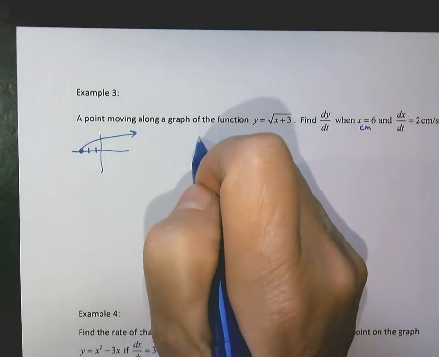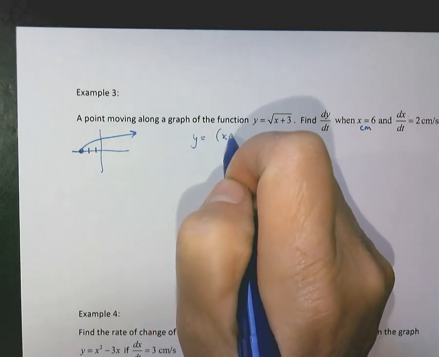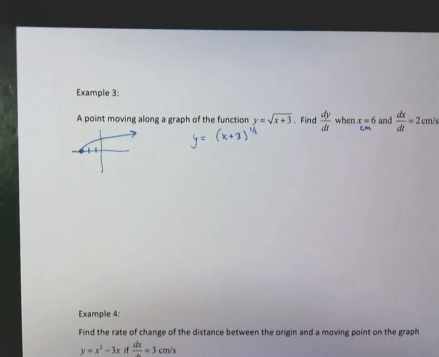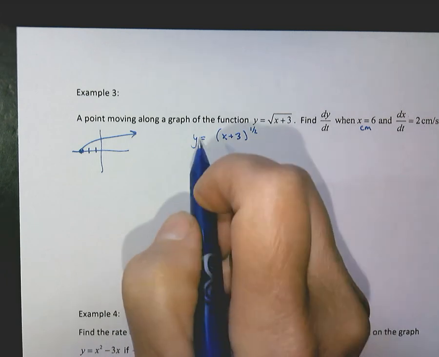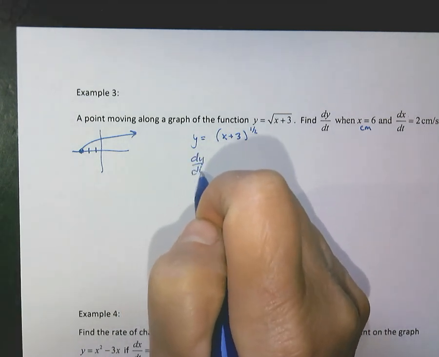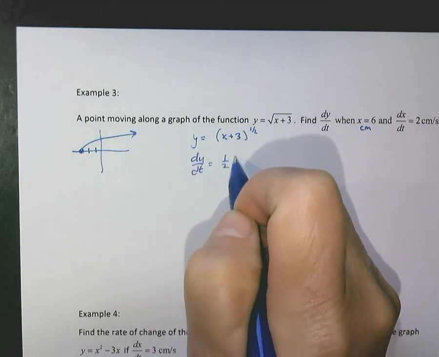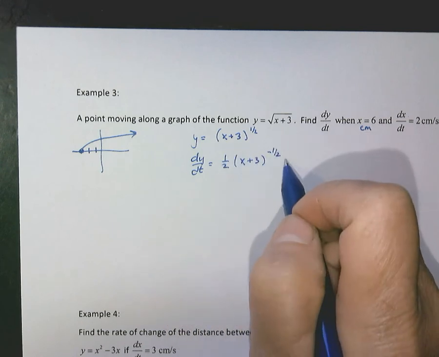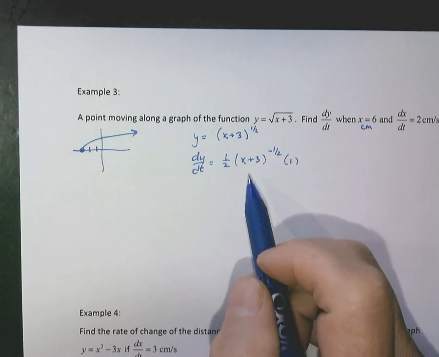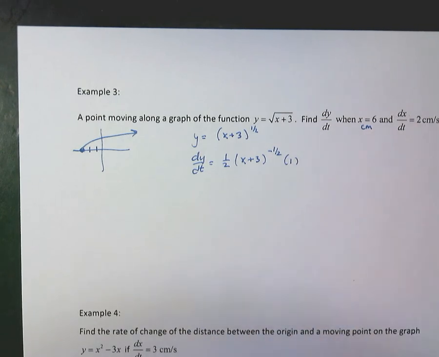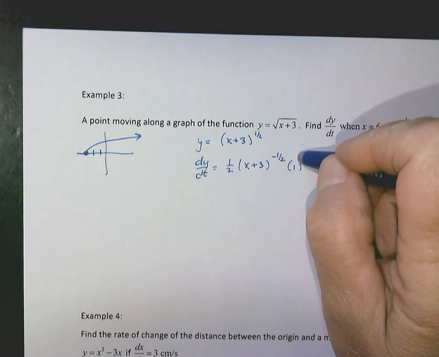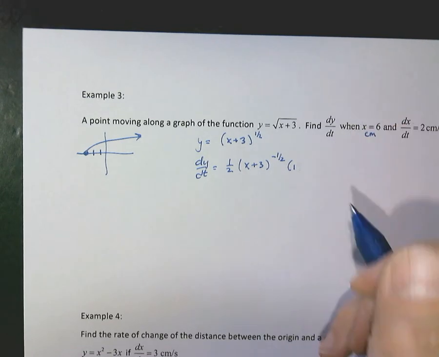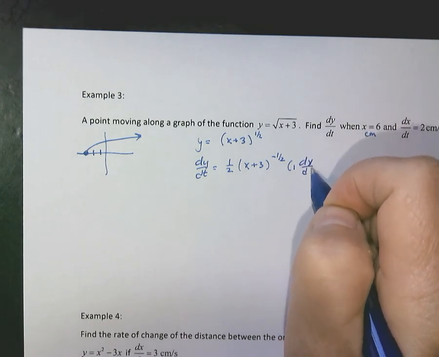So I'm going to rewrite this as y equals (x plus 3) to the 1/2. I need dy/dt, so I'm going to differentiate this. So dy/dt, use the chain rule. So 1/2 (x plus 3) to the negative 1/2, and the derivative of x plus 3 is 1. But I have dx, it's not just 1, it's 1 times dx/dt. I almost forgot that.